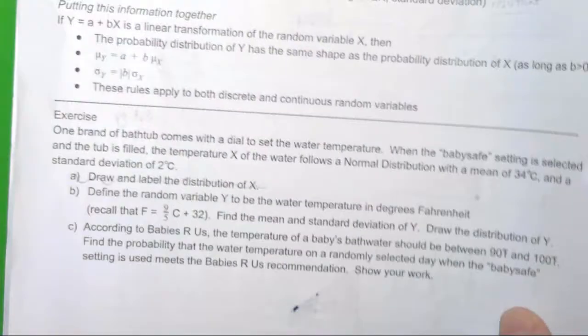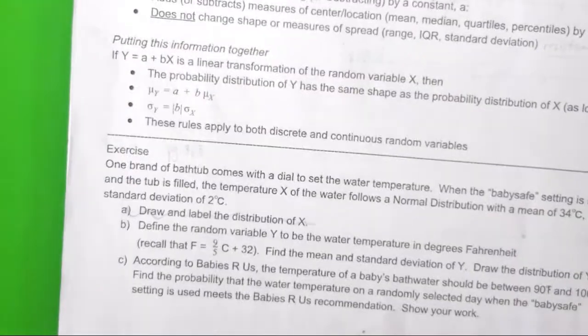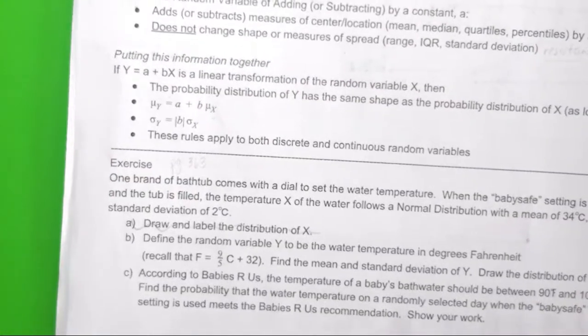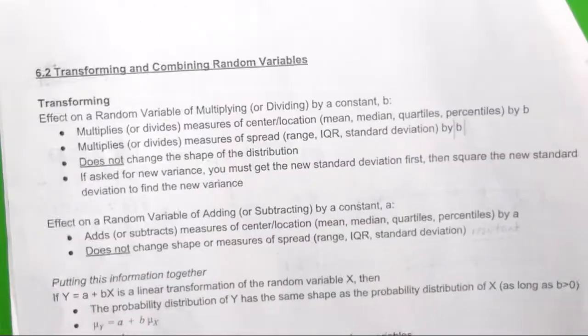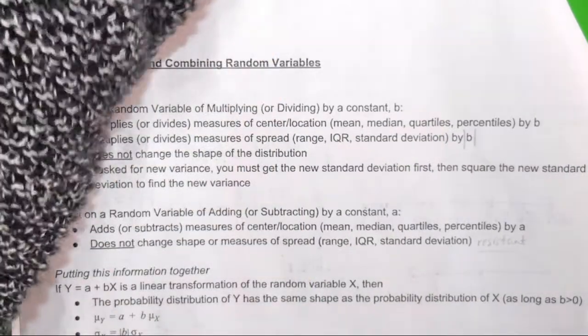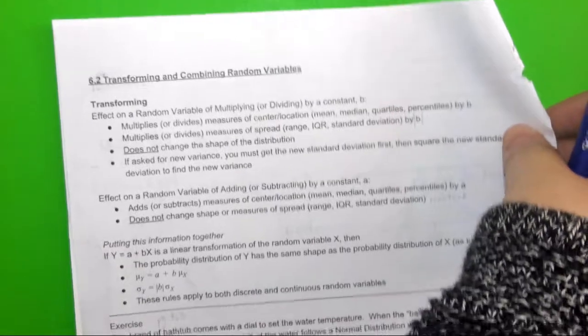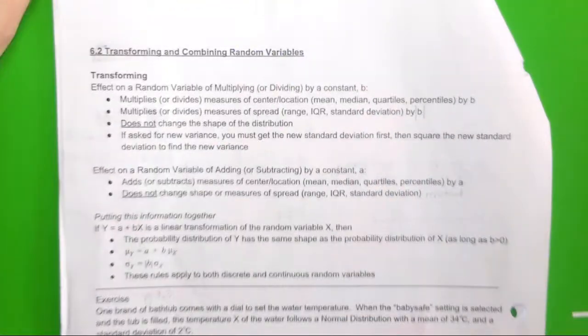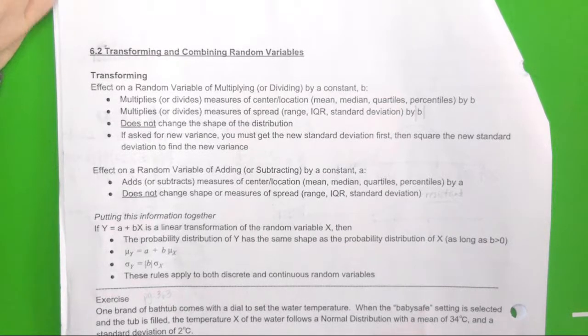Okay, so this is where sections have changed. That was all 6-1. Discrete, where we had nice pretty formulas that thankfully are on our formula sheet. And then continuous, where we don't have formulas. Instead, we have to go old school, find the area under the curve. That's all 6-1. And now we get to 6-2, which has to do with transforming and combining random variables.